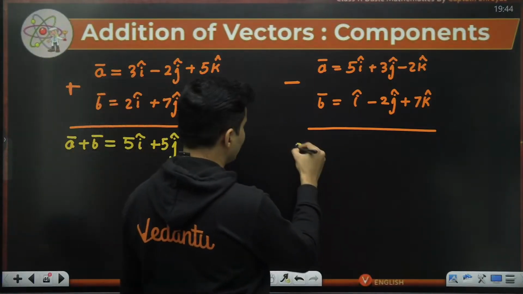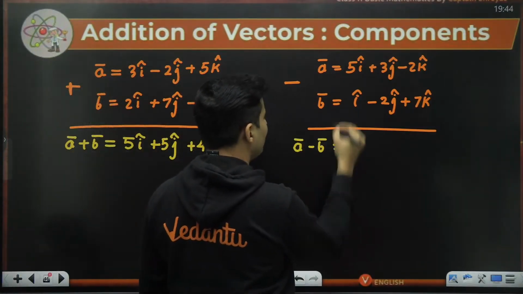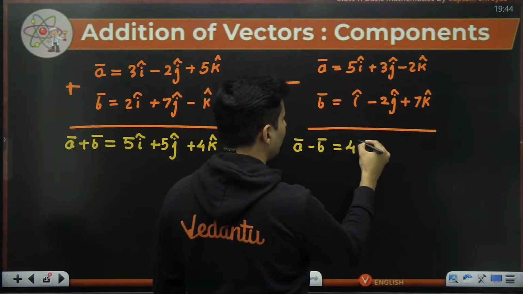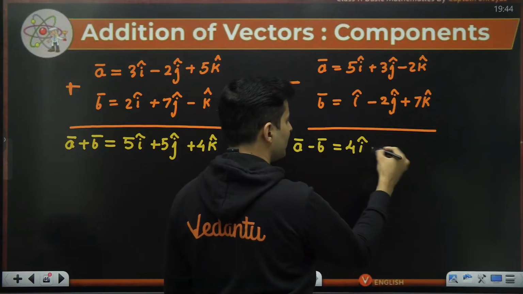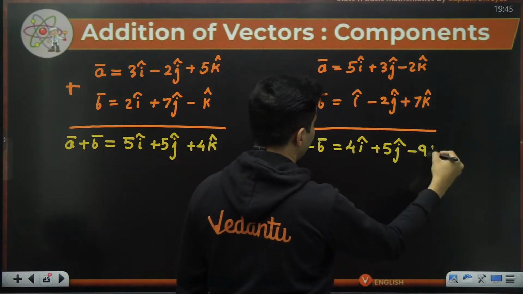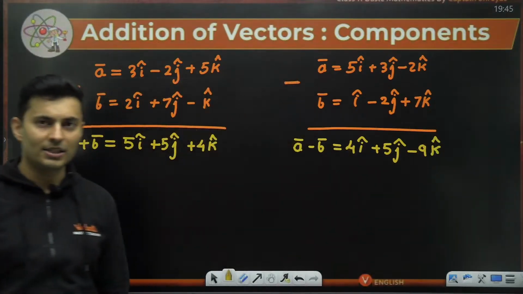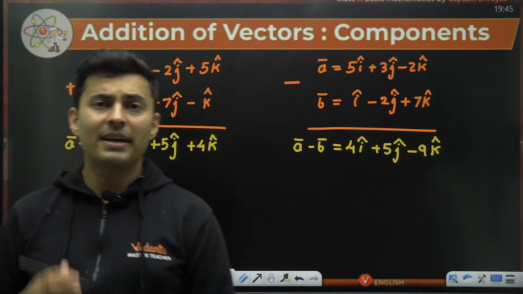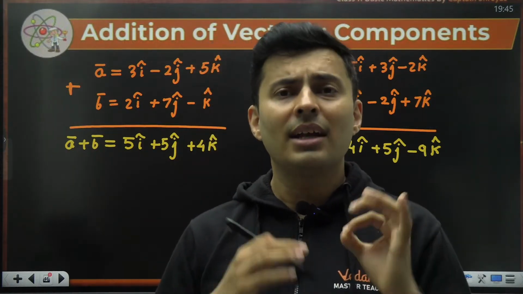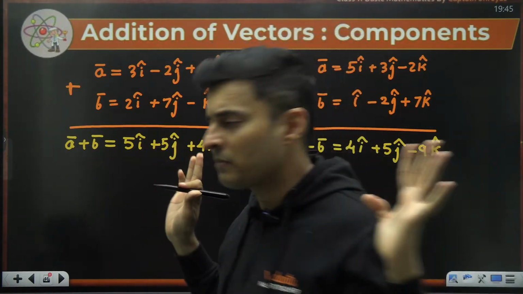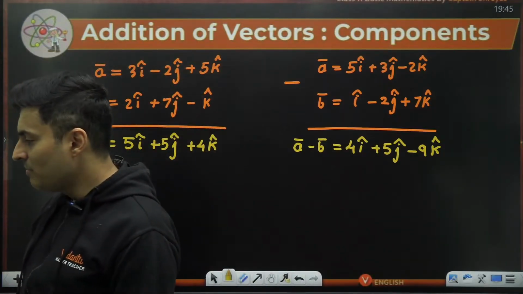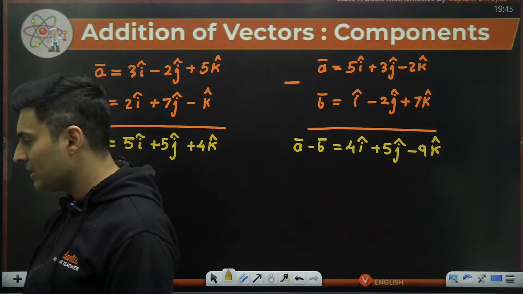If I want to do subtraction, A bar minus B bar, do normal subtraction, but for each component separately. 5 minus 1 is 4. 3 minus minus will become plus, so it will become 5. And here, minus 2 minus 7 will become minus 9 k cap. That's it. That's how you do vector subtraction. So whenever you have to do vector subtraction or addition by components, just take care of the individual components like a normal addition and subtraction. That's it. Isn't it scary or crazy? Or simple or difficult or very easy?